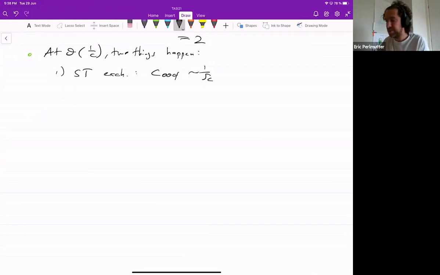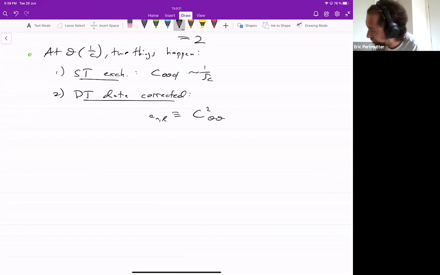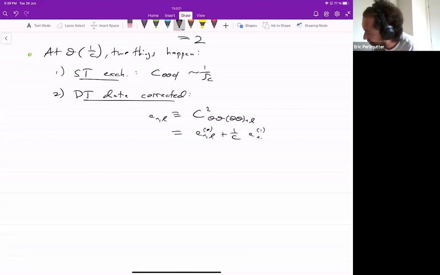For example, in a theory of a scalar coupled to gravity, you'd always have graviton exchange. And the double trace data gets corrected. So if we establish a shorthand A n comma L to be the squared OPE coefficient of the external operators with the n comma L double trace, then this has a 1 over C expansion where the leading term is the generalized free field result, which I'm denoting with a 0 superscript. And then there's going to be some 1 over C correction and higher orders likewise.